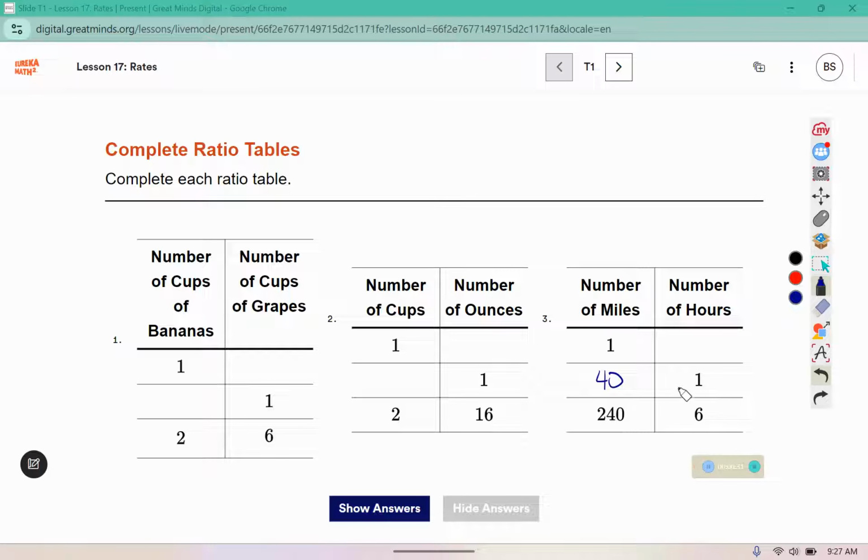Then to get from 40 to 1, we could divide by 40. Well, 1 divided by 40 is just 1/40th. Complete the remaining 2 tables. You can pause here if you need to, and then move on when you're ready.